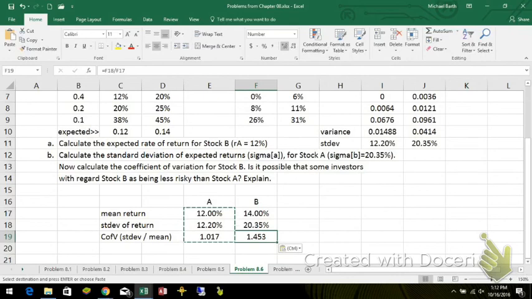All right, so I don't see how anybody could say that stock B is being less risky than stock A. It's the exact opposite. Stock B is riskier, more risky than stock A.